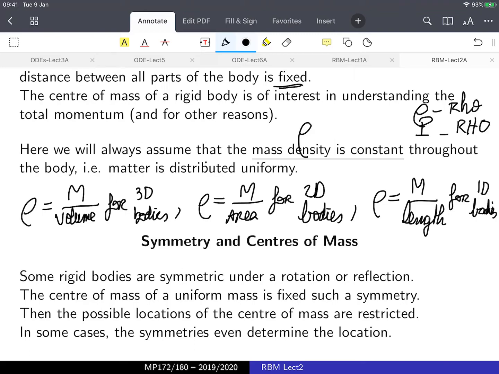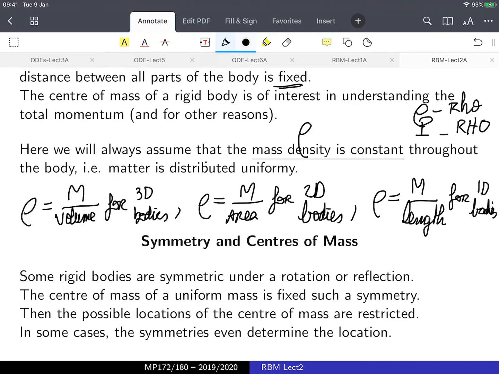And then since the mass density is constant, the mass is distributed uniformly throughout the body. If I cut it in half, then it will be the mass of that half divided by the volume of that half, and so on and so forth. Any subset of that body will have the same mass density.